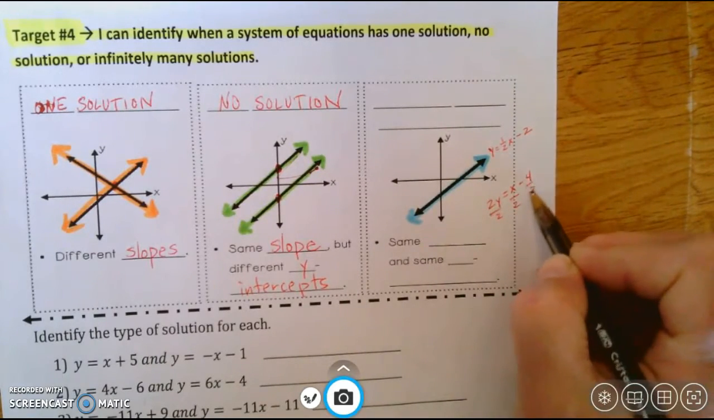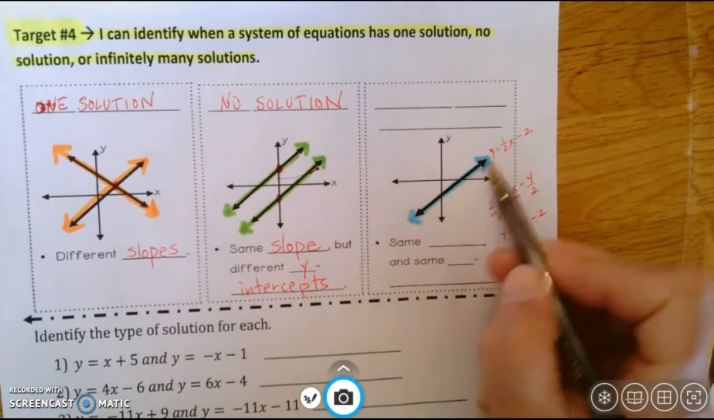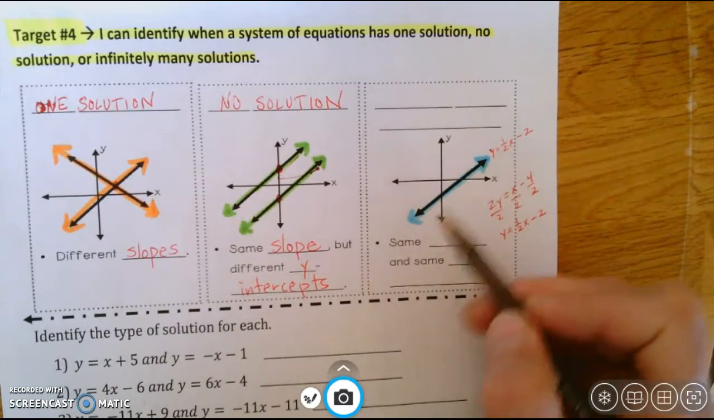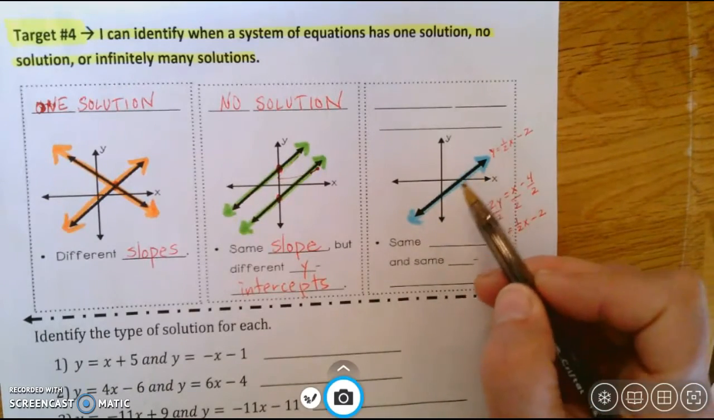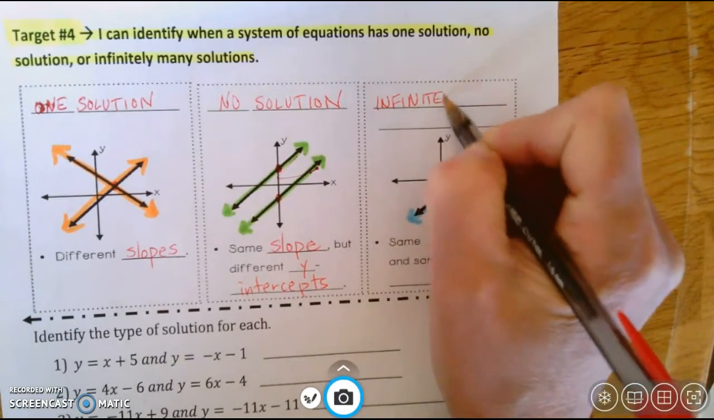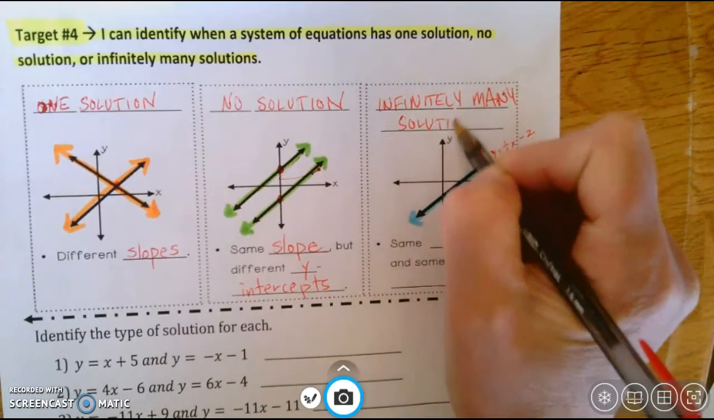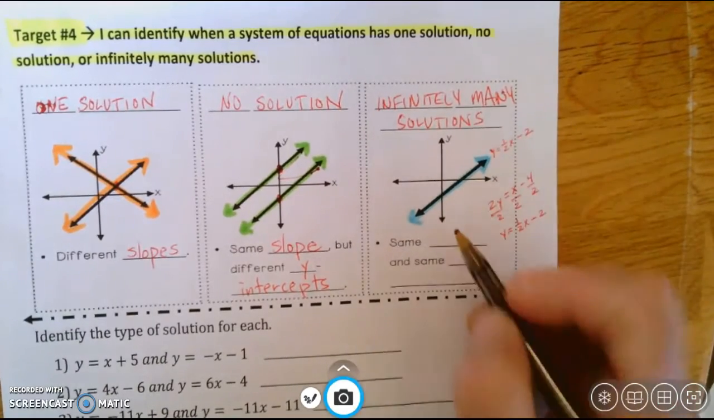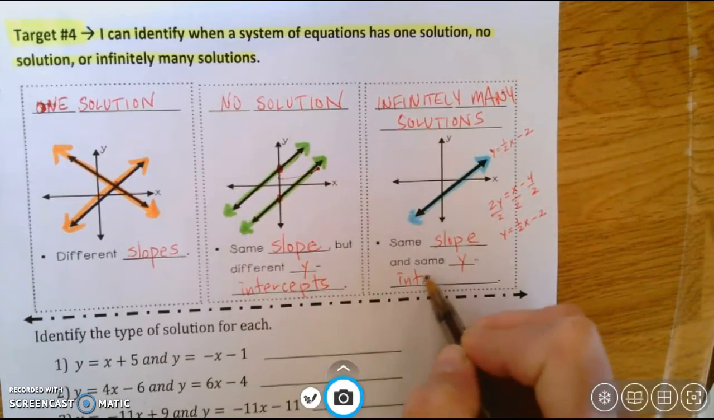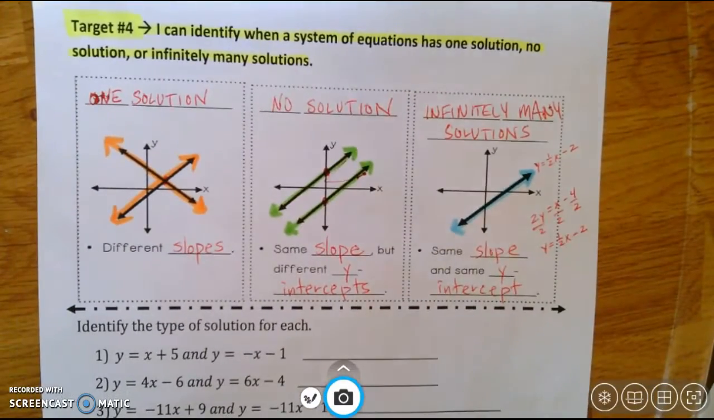I can solve for y equals. I can get y equals 1/2 x minus 2, and of course it ends up being the same exact line. So it's like plotting that line on top of itself. So we have every single point lining up, and this is called infinitely many solutions. The points line up forever and ever. This is when you have the same slope and the same y-intercept because you end up having the same exact equation after all.